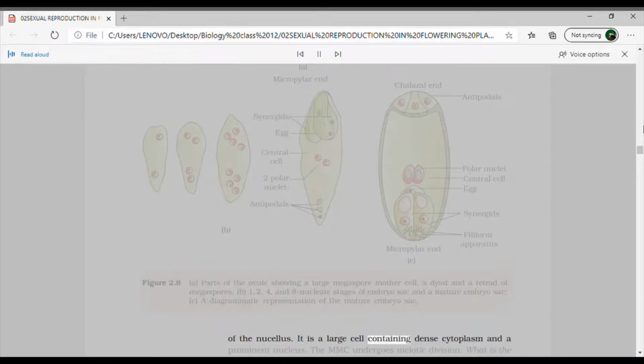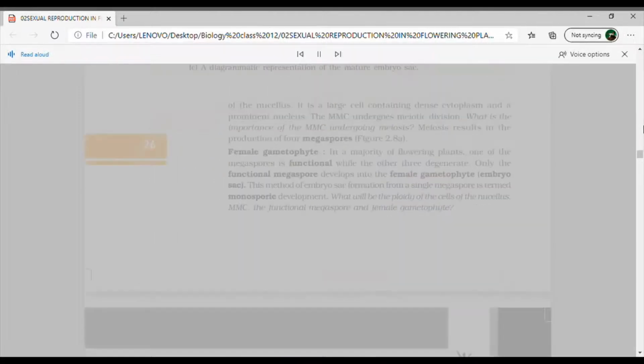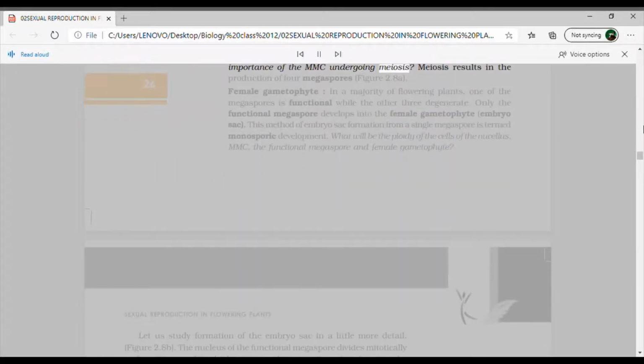It is a large cell containing dense cytoplasm and a prominent nucleus. The MMC undergoes meiotic division. What is the importance of the MMC undergoing meiosis? Meiosis results in the production of 4 megaspores, Figure 2.8a.